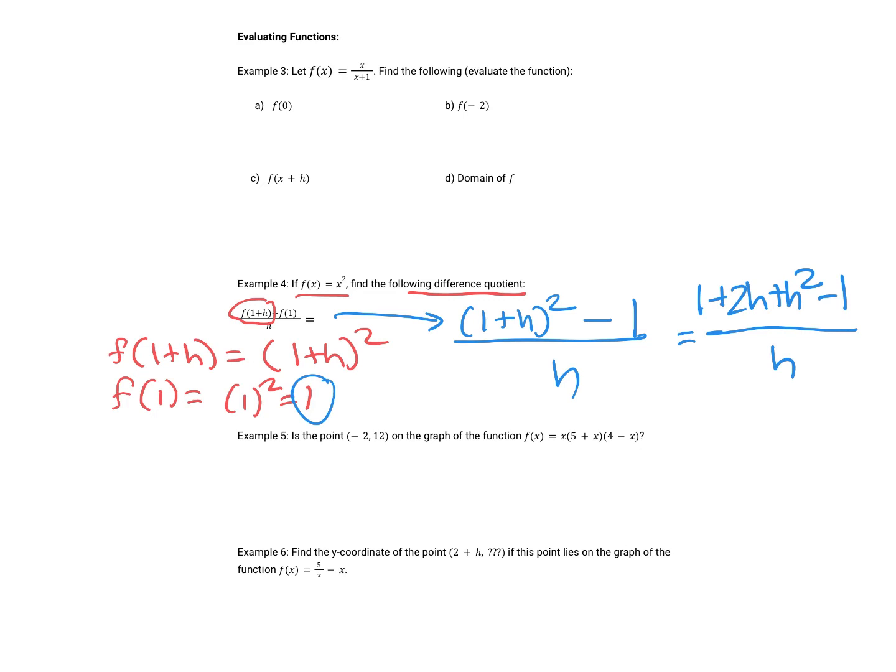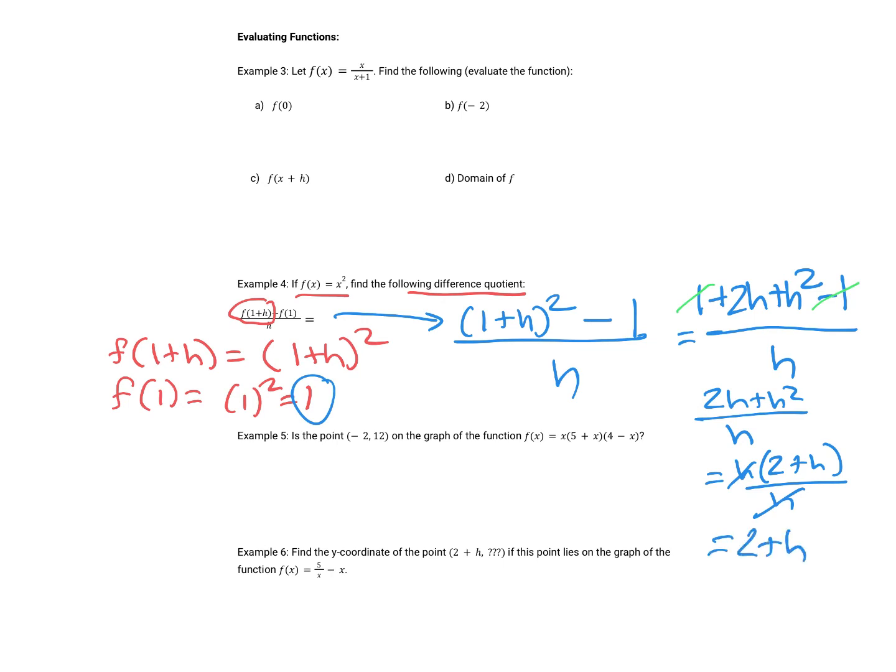Okay, so let's simplify. What can we combine? Well, we certainly can combine the constants. So the 1's cancel each other out, 1 minus 1. And then on the top, I'm left with 2h plus h squared. And what can I factor out of that? Out of the top, I can factor out an h, which gets me 2 plus h. And that allows me to cancel the h in the denominator.